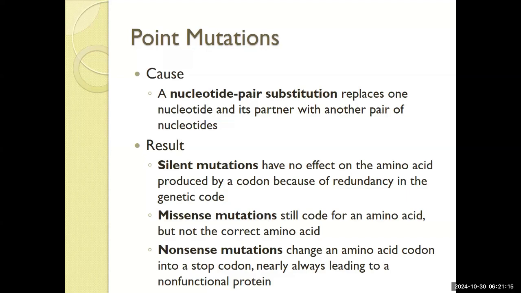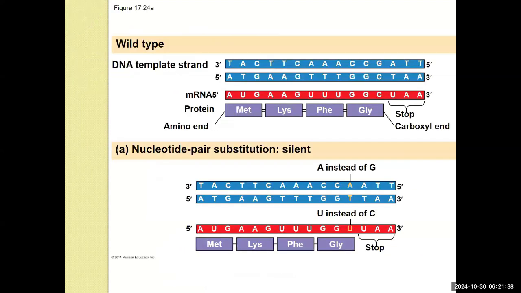If the new amino acid happens to be a stop codon, you get a nonsense mutation. Nonsense mutations nearly always lead to a non-functional protein that will be degraded and reused, but can be problematic because it has utilized resources and delayed the replenishment of a much-needed protein. Taking a look at each of these examples now in visual form.